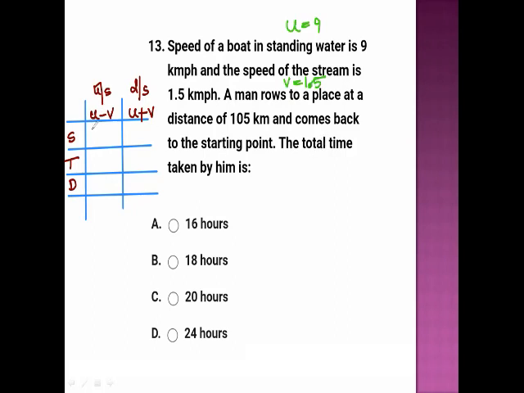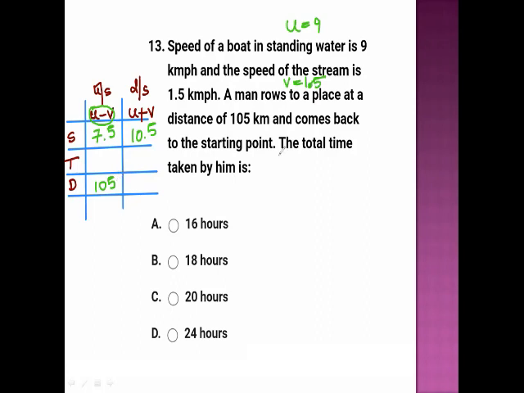So what is the upstream side speed? Upstream side speed is equal to u minus v. u is 9 and v is 1.5, so 9 minus 1.5 is 7.5. Similarly, on the downstream side, u plus v is 9 plus 1.5, so I am writing 10.5. A man rows to a place at a distance of 105 kilometers, and comes back to the starting point.